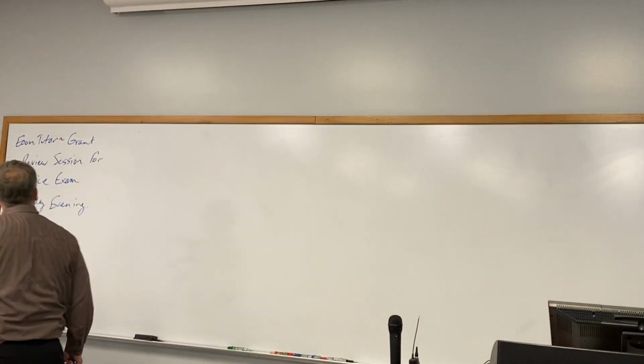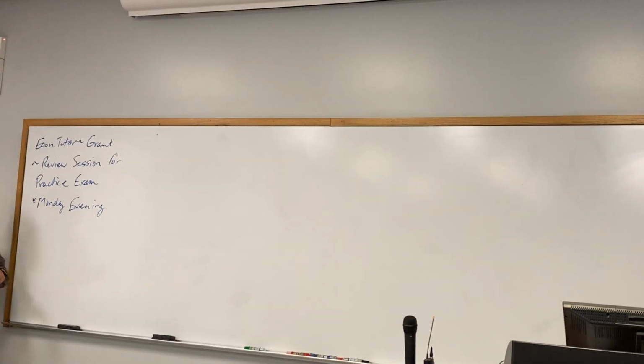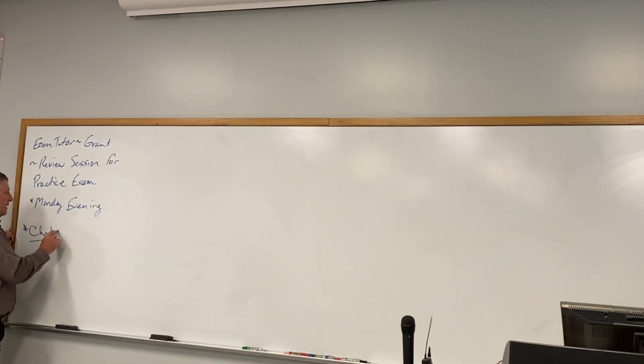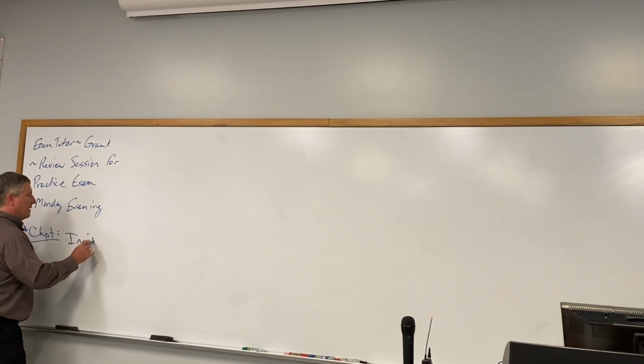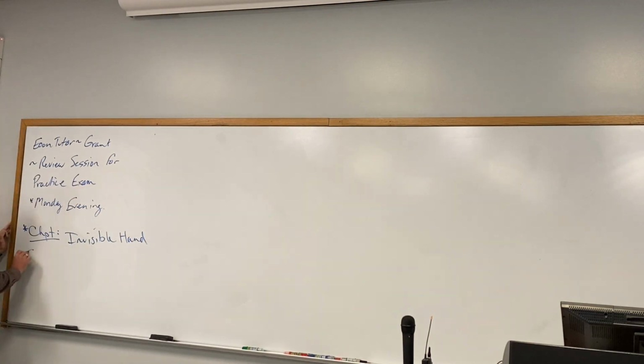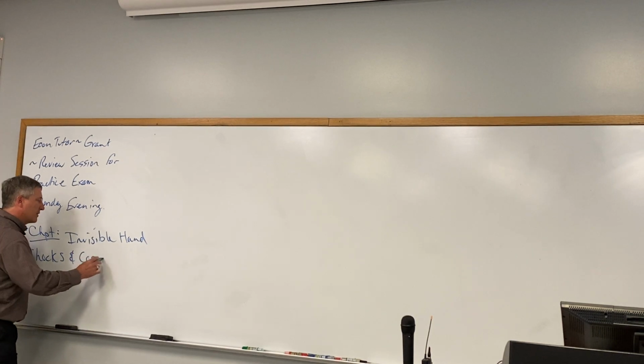And so what we're trying to tackle is how do changes in the economy occur and correct themselves. So kind of the key thing for chapter 10 is the invisible hand, shocks and corrections.